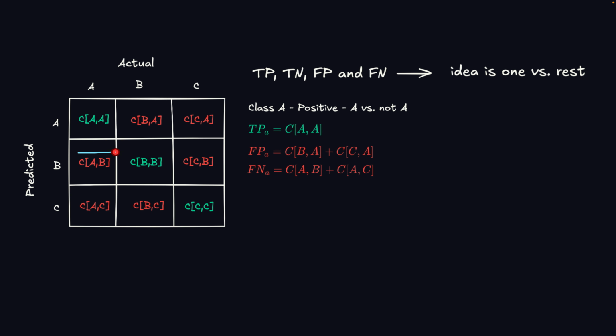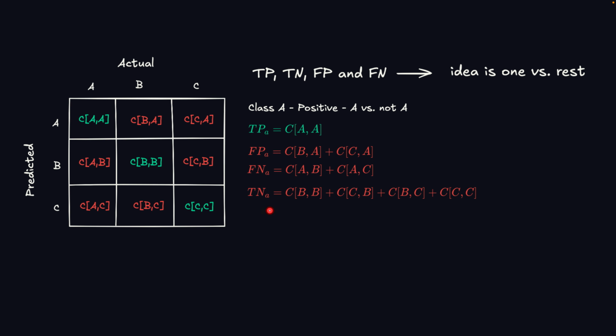Those are these two, right? The actual value for these two are A, but we have predicted them as either B or C. So we have incorrectly predicted them. We have falsely predicted them as negative. So that is why this is false negative. And the final one is true negative.